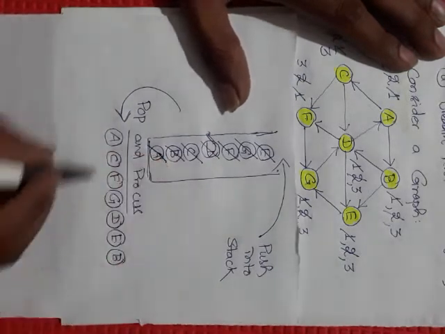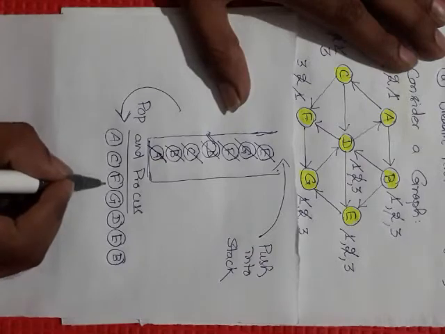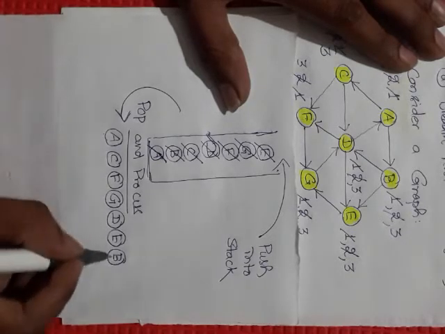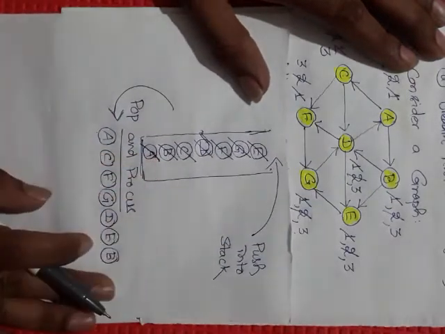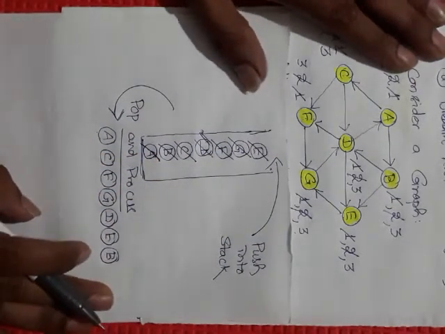Now you can observe all the nodes are processed. A, C, how many nodes? 1, 2, 3, 4, 5, 6 and 7. All the nodes are processed because it is a connected graph.